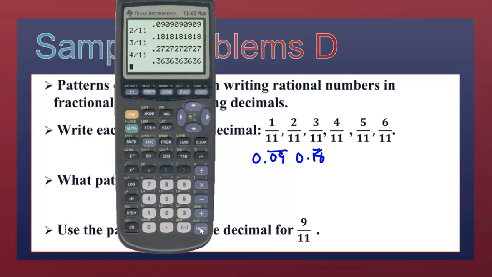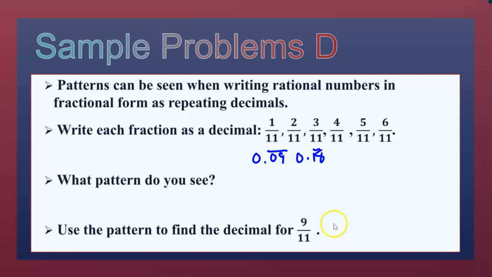Well, 9 elevenths would be 9 times 9 is 81. So this would be 0.81 with the repeating sign over the 8 and 1. So the pattern is you're just multiplying the numerator times 9, and that's going to give us the repeating decimal. So that is our lesson on the rational numbers.